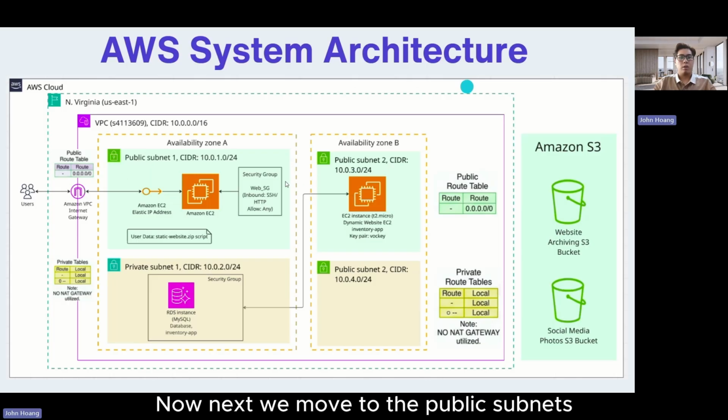Now, next, we move to the public subnets. This is where our web servers live. In Zone A, we have an Amazon EC2 server with an elastic IP address. This server runs our static website. We use a user data script to automatically install and start the website when the server boots up.